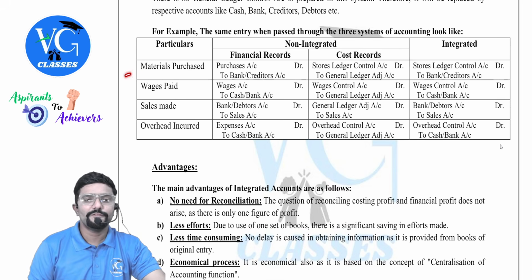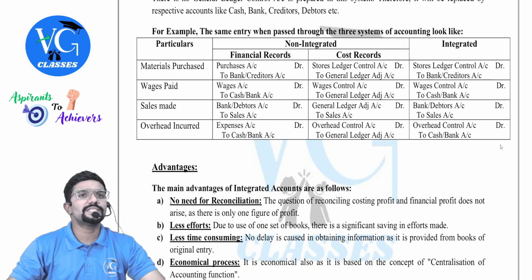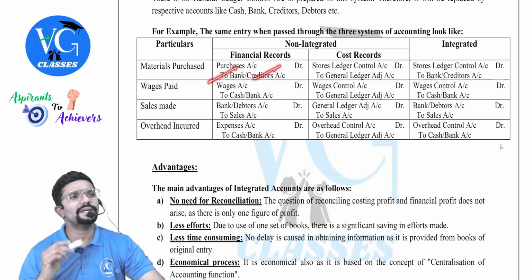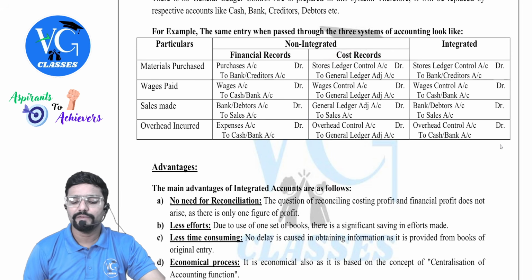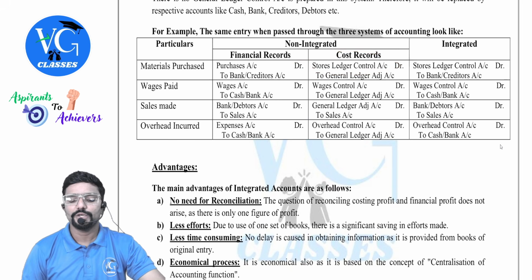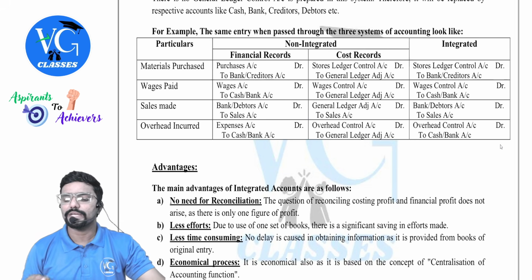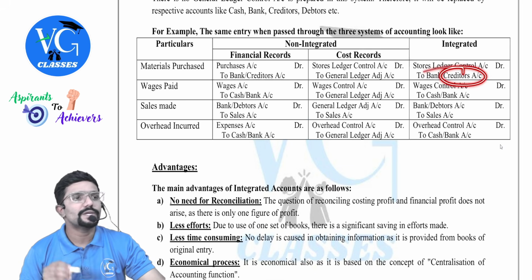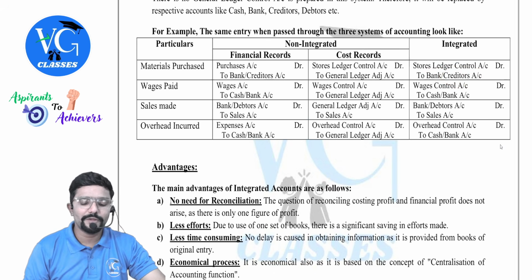Let us see one by one. For material purchased, guys, what is your accounting entry? Please be careful: raw material will be recorded in the purchases account. Purchases to bank, or to creditors if it is a credit purchase. Whereas in cost records, we will bring an account called stores ledger to general ledger. Whether it is a cash or credit purchase, a single entry. Integrated: stores ledger to bank if it is a cash purchase. If it is a credit purchase, to creditors.